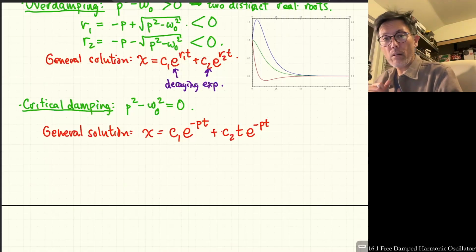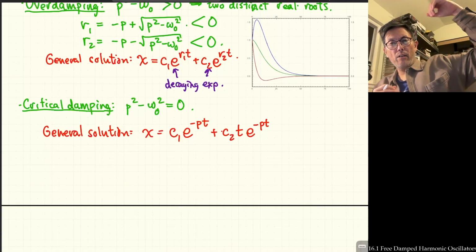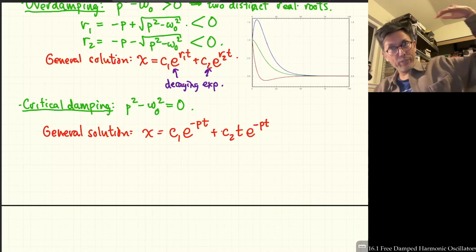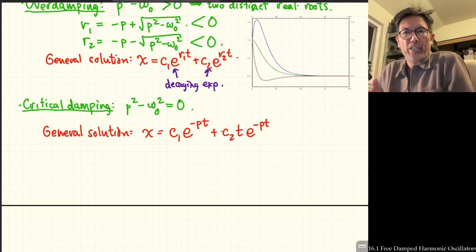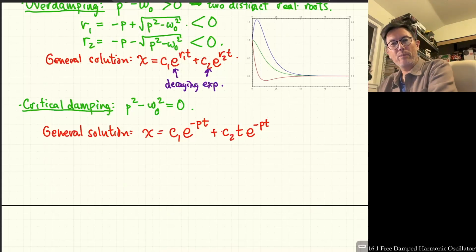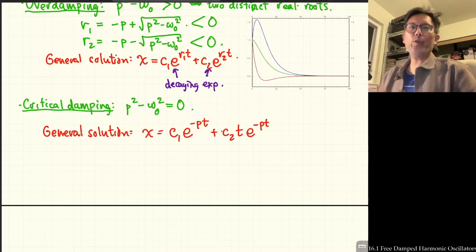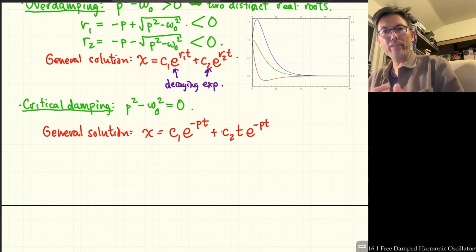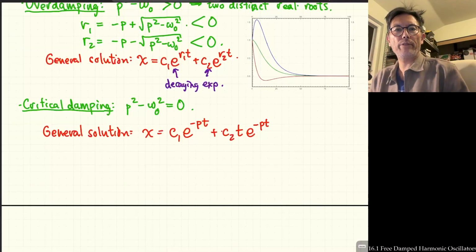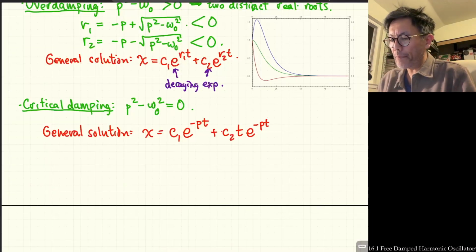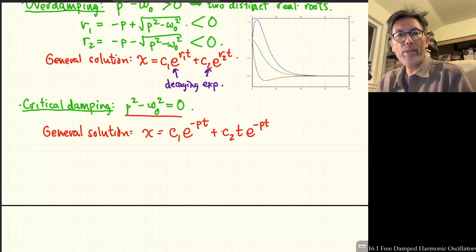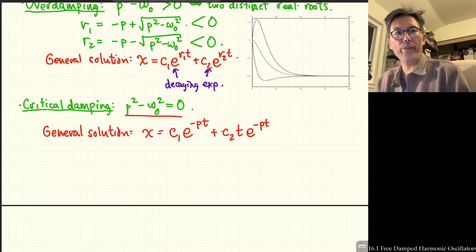And now we see that we again have a decaying exponential. It's going to have very similar effects. But again, critical damping is just not very realistic, because it is exceptionally rare to see p squared minus omega naught squared being exactly equal to 0 on the nose.